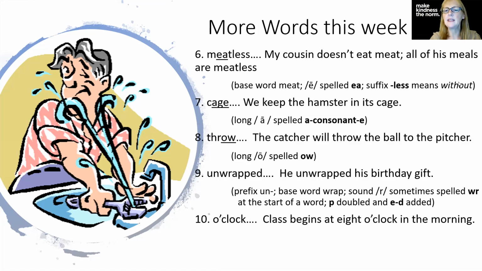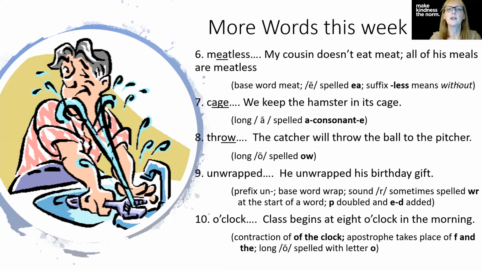O'clock, class begins at 8 o'clock in the morning. Contraction of of the clock, that's what o'clock stands for. The apostrophe takes the place of the F and the whole word the. The long O is spelled simply with the letter O. That's a little bit rare.